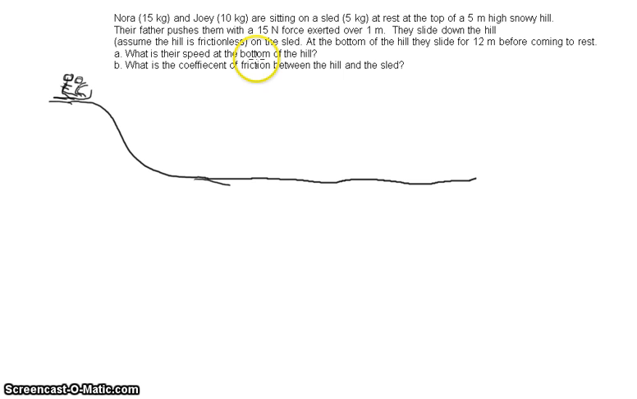Alright, so our system is going to be Nora and Joey, along with the sled. If we want to consider gravitational potential energy, we will also consider the Earth.